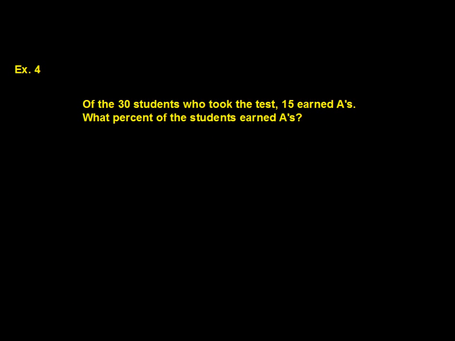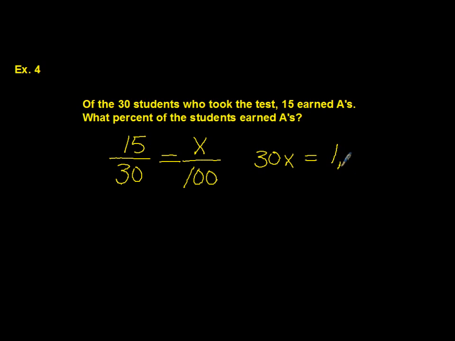Example number 4. Same procedure, but now we have a word problem to accompany it. Of the 30 students who took the test, 15 earned A's. What percent of the students earned A's? So we'll set up our proportion. 15 out of 30 earned A's. So we're trying to figure out the x here over 100, our total. So we'll do some cross multiplying again. We have 30x equals 15 times 100, and 1,500.